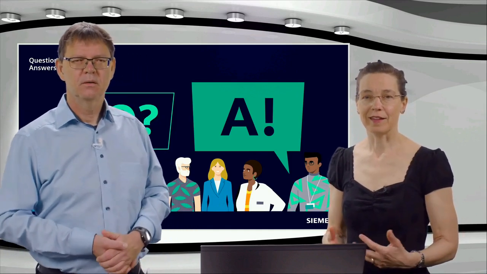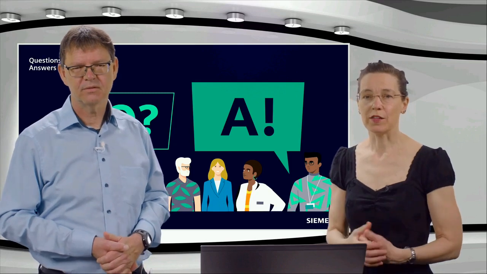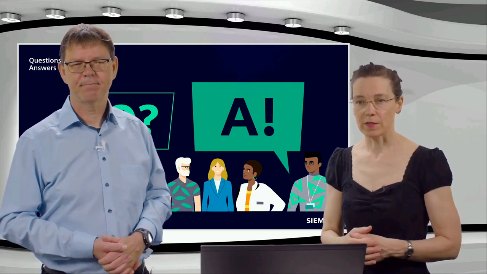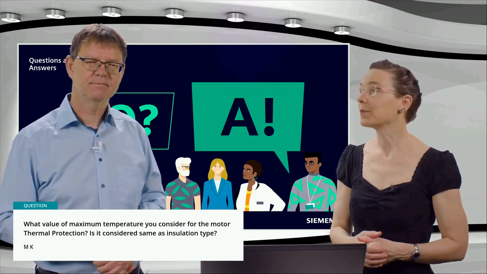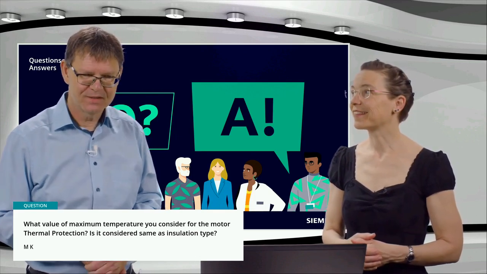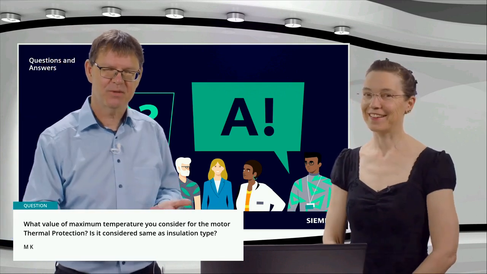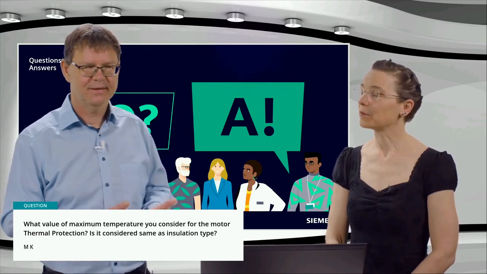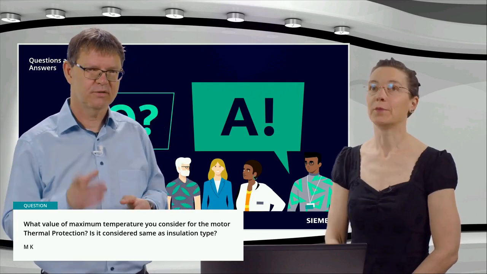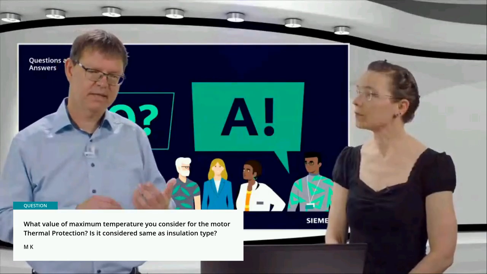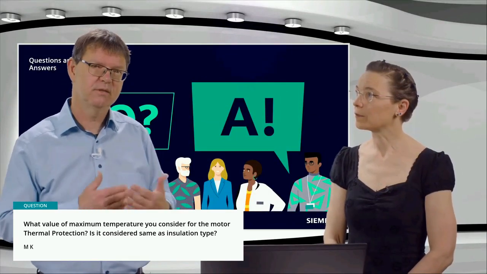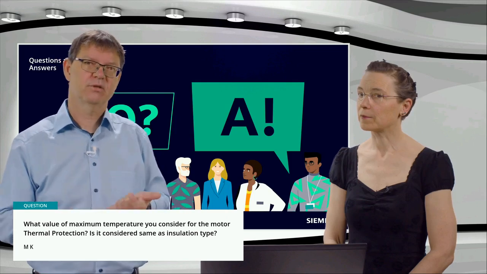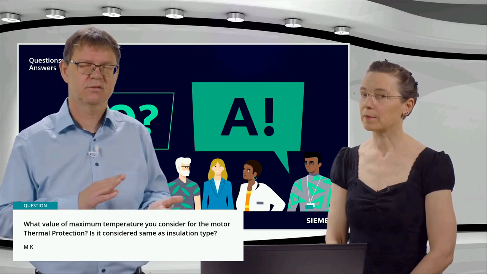And the next question came in from MK. What is the value of the maximum temperature you consider for the motor thermal protection? Is it considered the same as the insulation type? So, insulation type. Last time we were talking about the stator thermal protection, overload protection. There I made a reference to this insulation type. Often you have this F or B class. And from this, and also another value which we need, the temperature rise under nominal conditions, we can calculate the allowed over temperature, or this K factor for the stator.